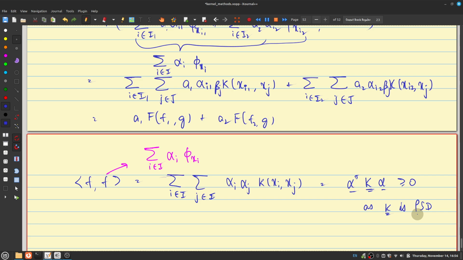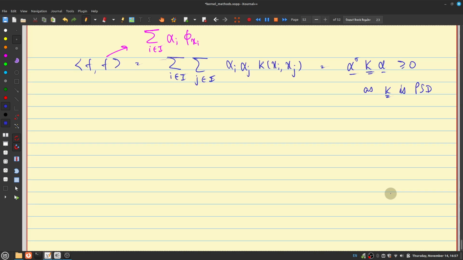Am I done? Okay, we will get to that later. H0, as it turns out, is not complete. I have to complete it. But what's the other step? I have to show that it's equal to zero only if f is equal to zero. This is insufficient to conclude that it's non-zero if f is non-zero.